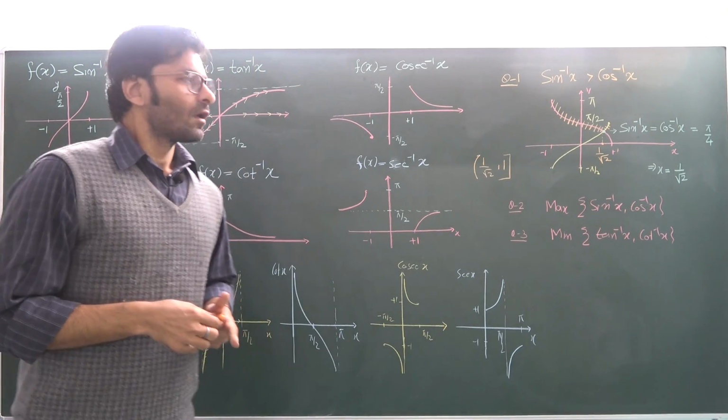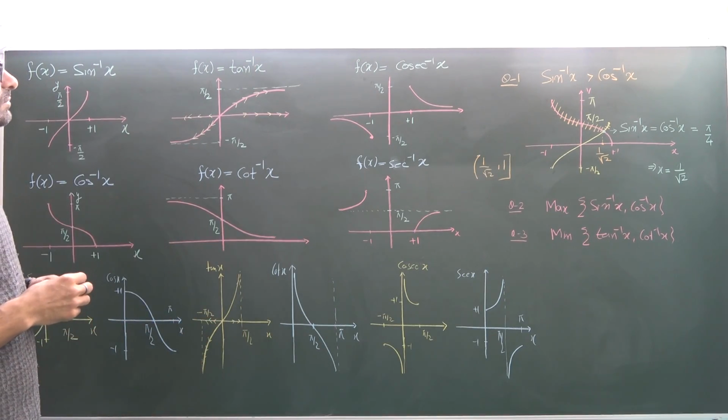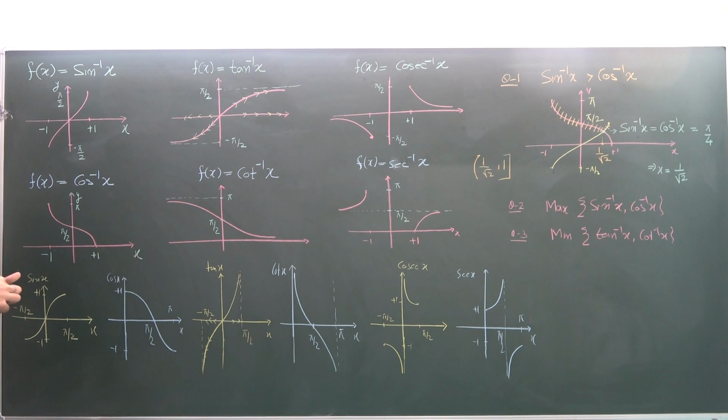Okay, but one more thing. Trigonometric graphs and their inverses are symmetrical about the y equals x line. Please try to observe, this is concave, this is convex. So convexity and concavity could be an interesting thing to observe. Okay, and we'll talk about the rest of the things in my next.